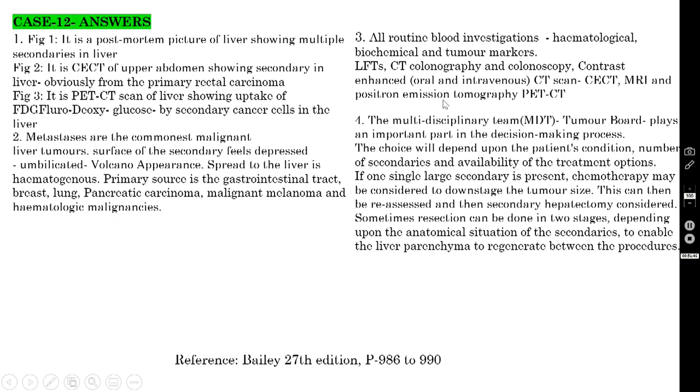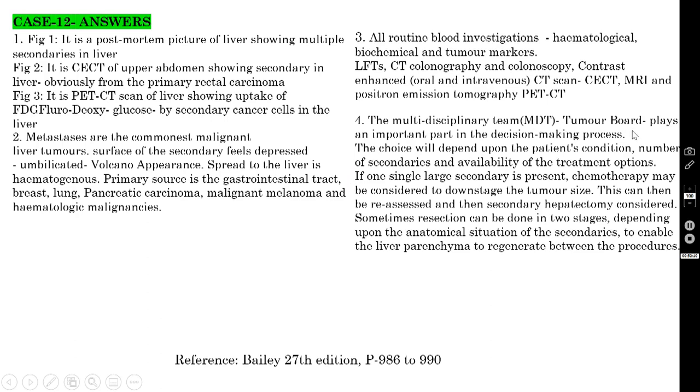What are the investigations you will do? You have to do all routine blood investigations, hematological, biochemical, and tumor markers. You should do LFT, CT colonography or colonoscopy, contrast enhanced CT scan, MRI, and positron emission tomography, PET CT scan. How will you manage this case?